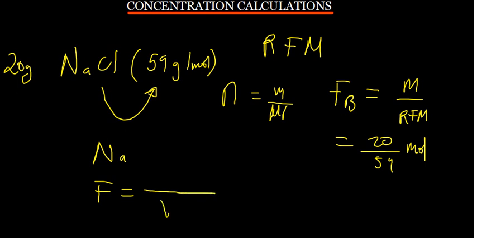I don't know the volume of the solution, so let's say you dissolved it in 20 liters of water. So it will be 20 liters down, and then on top you have got 20 over 59. So this is what I'm saying. Is that okay?